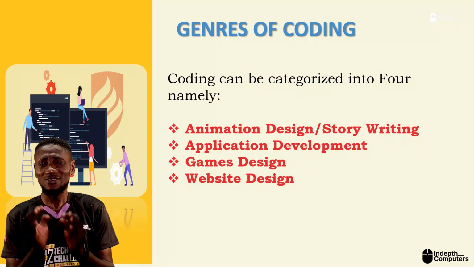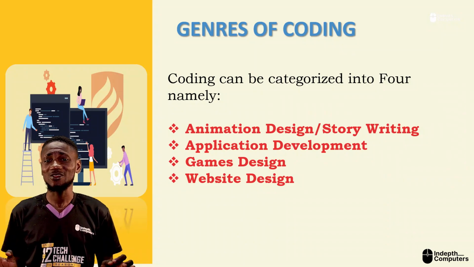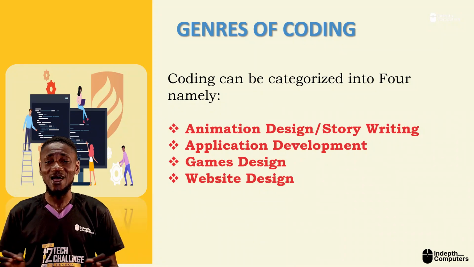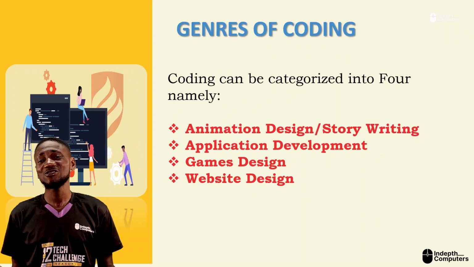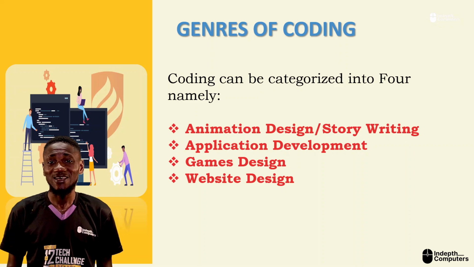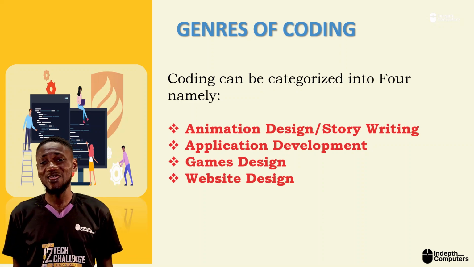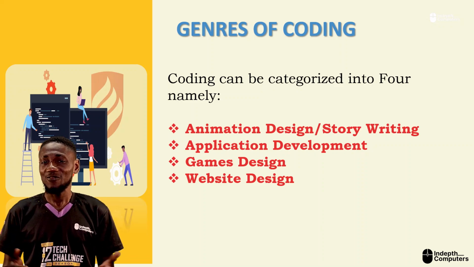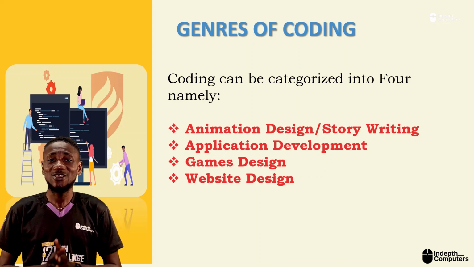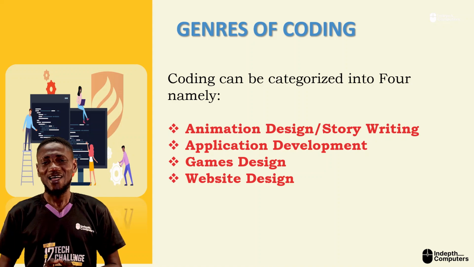The next one is the genres of coding. We have 4 genres of coding, and the first one is animation design. You can also call it story writing. The second one is application development. The third one is game design. And the fourth one is web design.